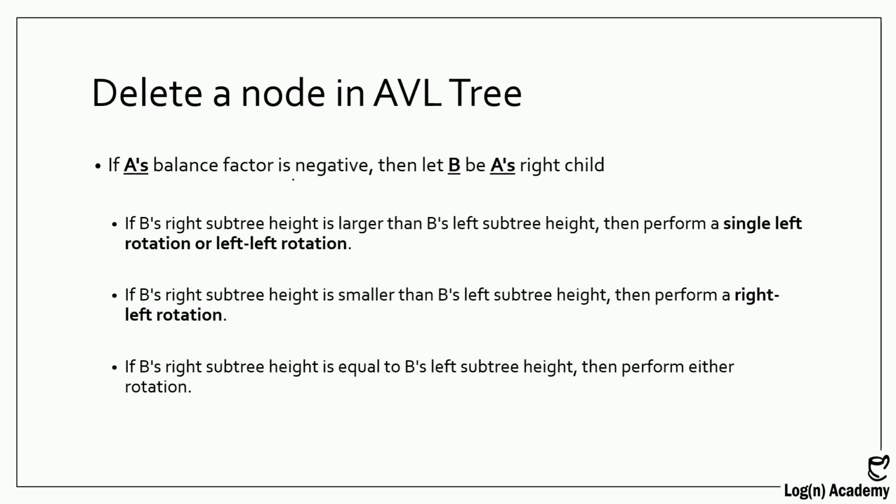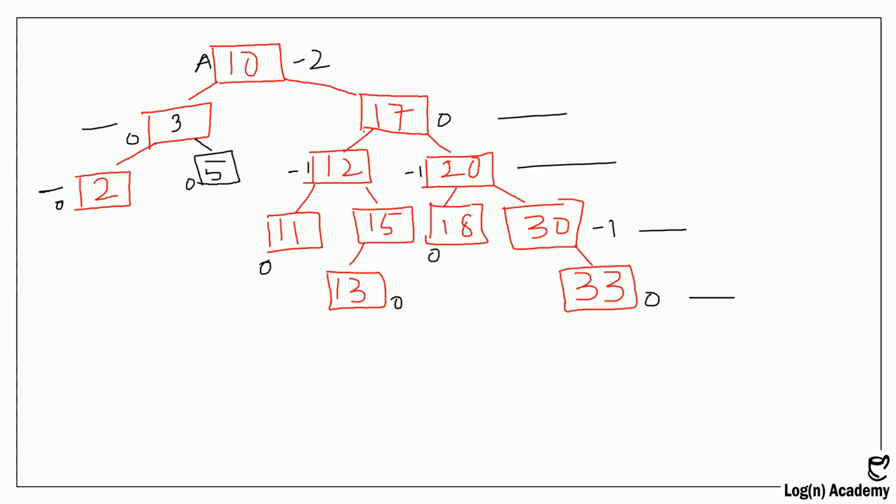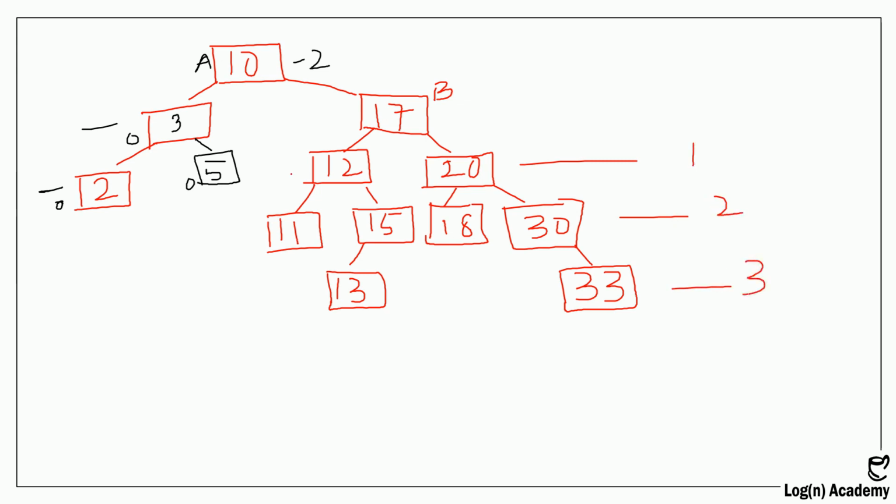If A's balance factor is negative, what will we do? We check if B's right subtree height is larger than B's left subtree. If we look here, this is B. Now we will check whether the right subtree height or the left subtree height is larger. On the right hand side, we have 1, 2, and 3. On the left hand side, we have 1, 2, 3. So the height of the right subtree and the left subtree is equal.